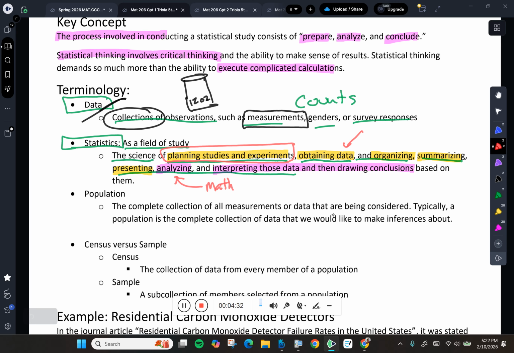Then I'm going to organize that data. What does organizing the data mean? Well, maybe it means making a table or a chart or a graph and present that data to my boss and go, hey, boss, here's the data I found. Okay? Then I would analyze that data.